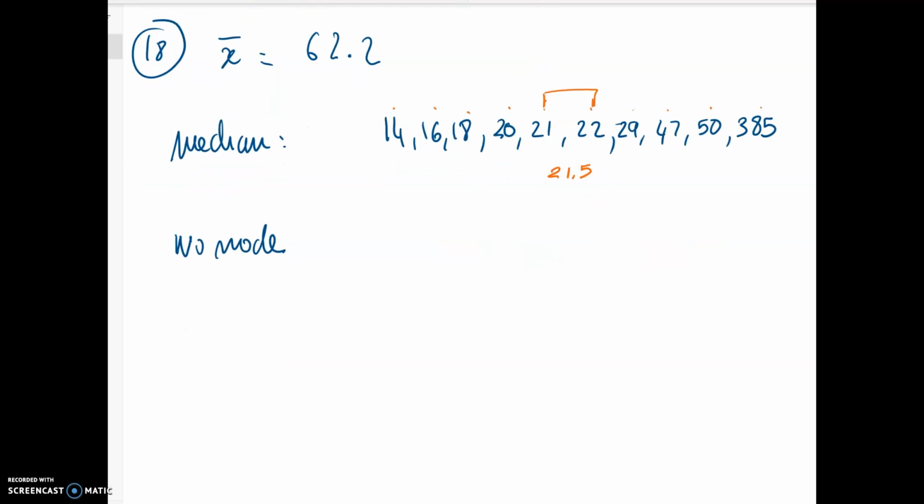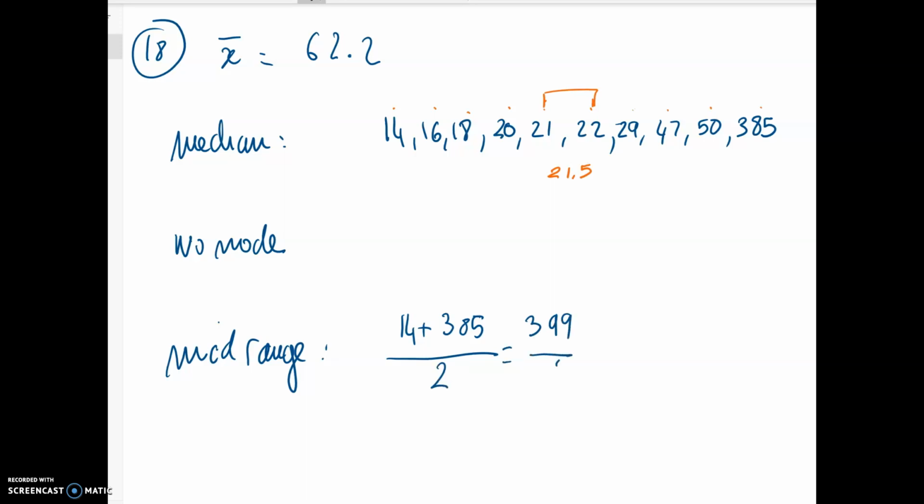And now we need to look at the mid-range. We need to look at the lowest, which we said was 14, plus the highest, which is 385. That gives us 389, and everything is divided by 2. 389 divided by 2 gave us 199.5.